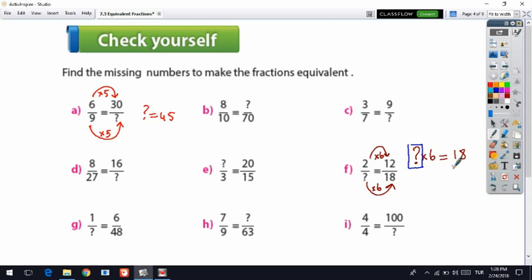Question mark times 6 is equal to 18. So what number comes? Of course 3. 3 times 6 is equal to 18. Because of that, here must be 3.